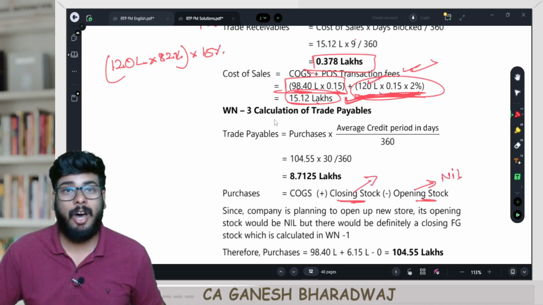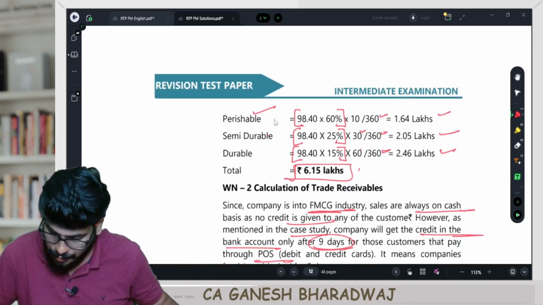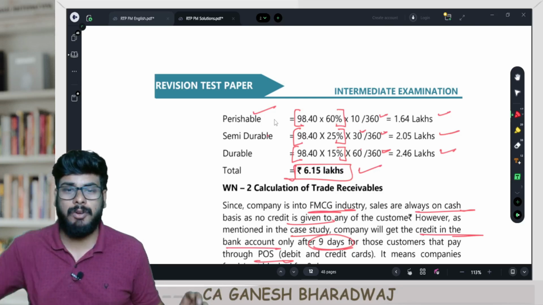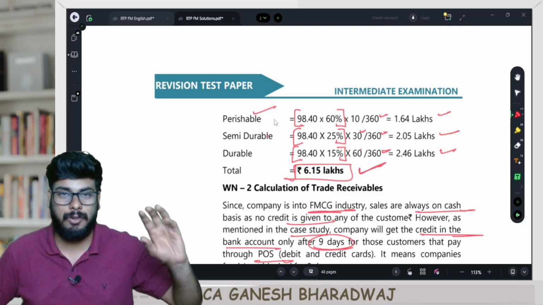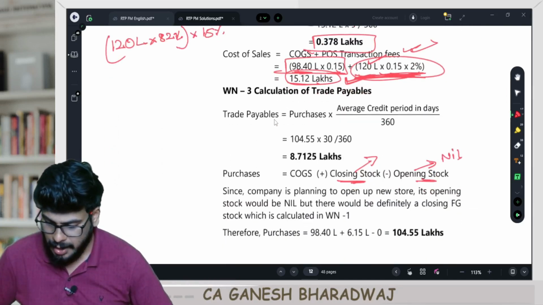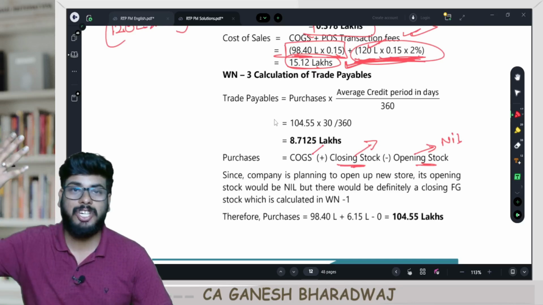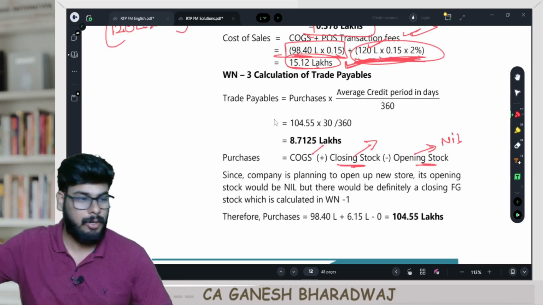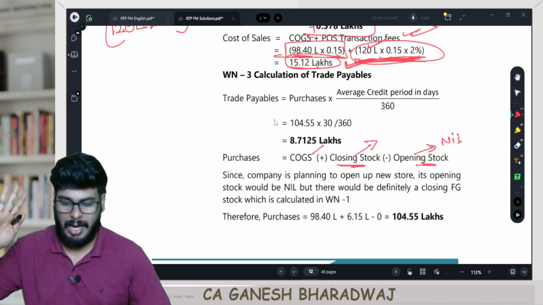Closing stock, sir, how much is it? We just valued the closing stock right now. Closing stock value is going to be 6.15 lakh. How do we know? At any given point of time, the company is going to maintain 6,15,000 rupees of stock. That's what is given, right? And cost of goods sold, we know how to calculate. It's going to be the total 120 lakhs into 82%, right? That's going to be 98.4 lakhs. Are you clear with this?